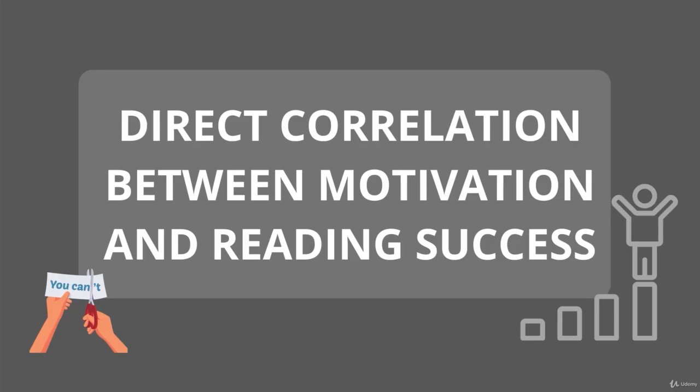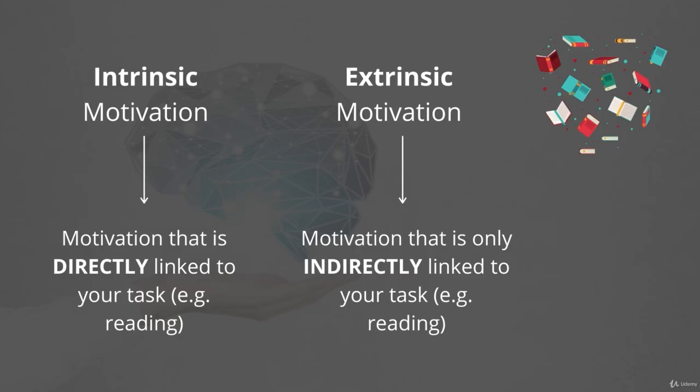Research shows that there's a direct correlation between motivation and success, especially between motivation and reading success. However, there are 2 types of motivation, and maybe you already heard of them. They are intrinsic motivation and extrinsic motivation. Intrinsic motivation is every kind of motivation that is directly linked to your task. So if you're intrinsically motivated for reading, for example, you are motivated because you like the book or because you want to learn something that's in the book.